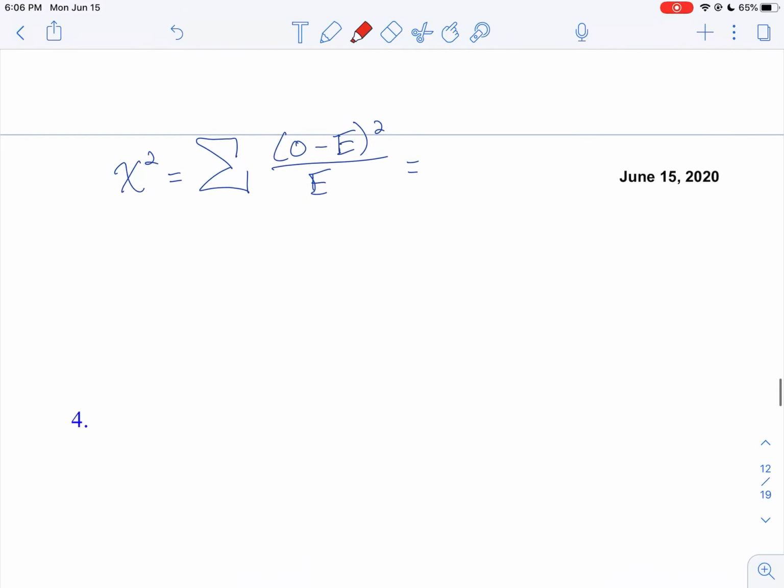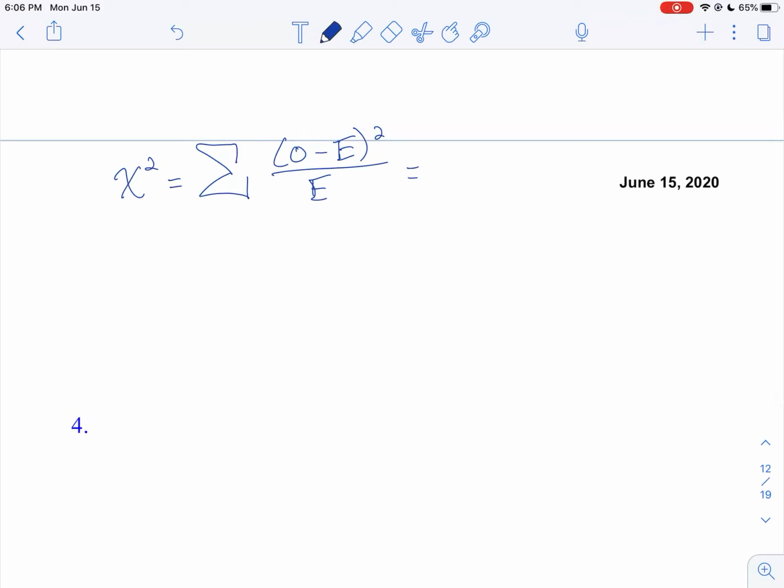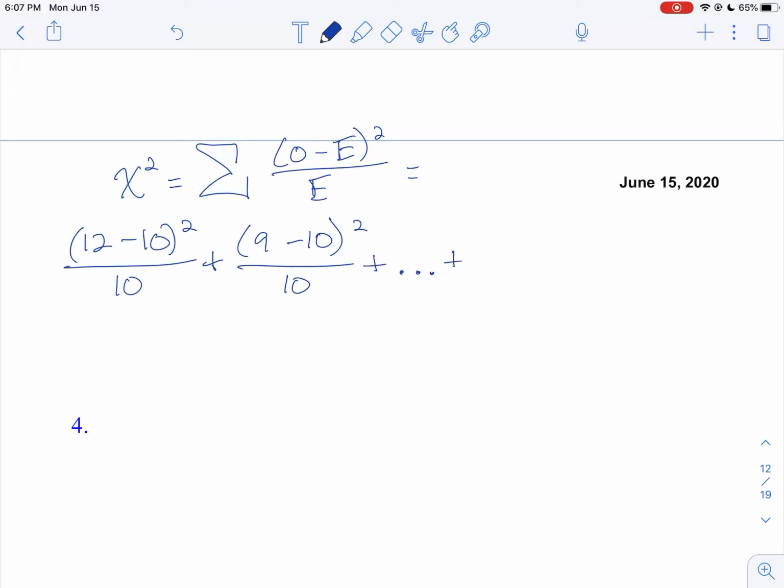Okay. So going back to my math, I am going to do the observed, which was 12 ones, minus the expected, which was 10, squared over my expected, which was 10, plus, because I'm finding the sum, 9 twos minus 10, quantity squared, over 10, the expected, plus ellipsis, plus, and then go to my last one for sixes, there were 12, minus I expect 10, quantity squared, over 10, and then I can go to my calculator.